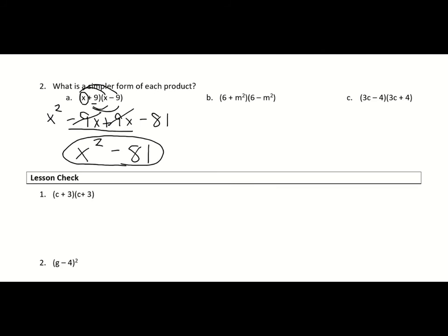If you multiplied B correctly, you should have gotten a final answer of 36 minus m to the 4th power. If you multiplied C correctly, you should have gotten 9c squared minus 16 as your final answer. This concludes our lesson on being able to multiply our special cases of binomials.